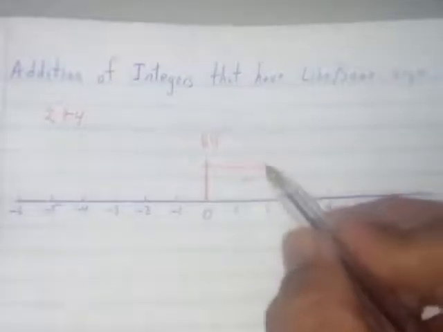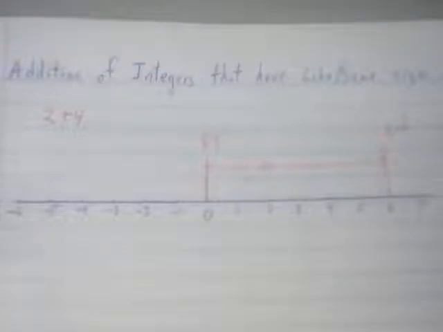From the tip of that arrow, which is this one here, we draw a second arrow 4 units long that points to the right. It represents the positive 4. So we go 1, 2, 3, 4. This is where it ends. Since we end up at 6, it follows that 2 plus 4 equals 6.